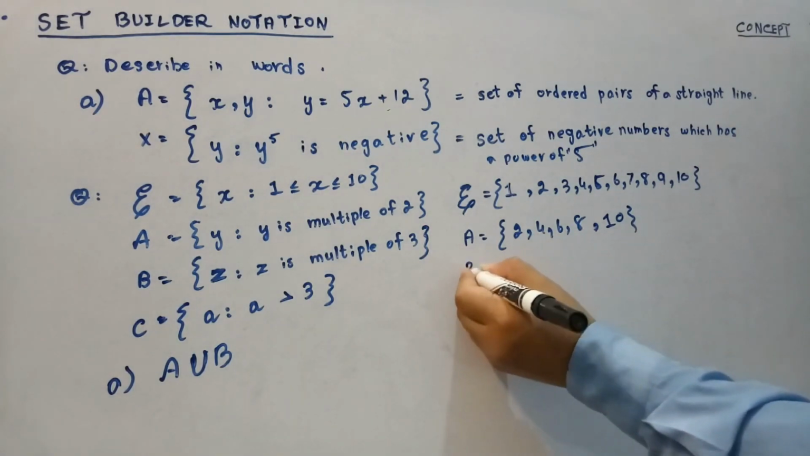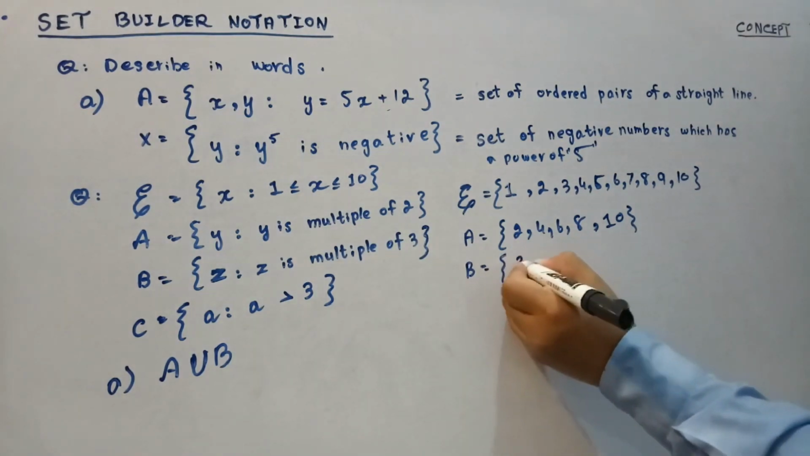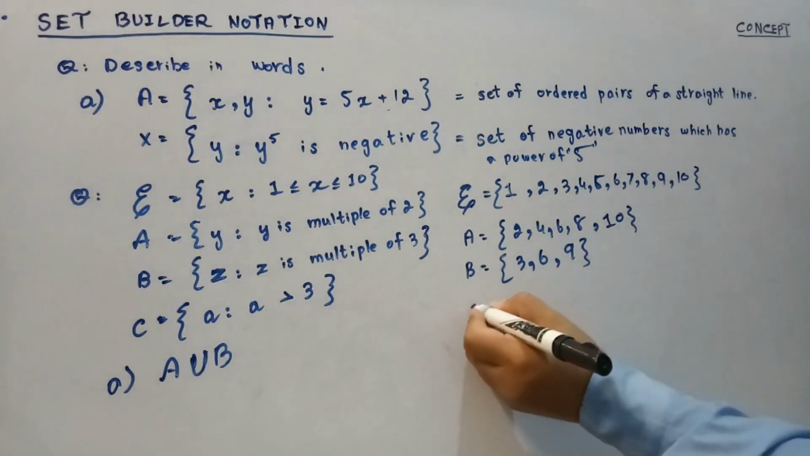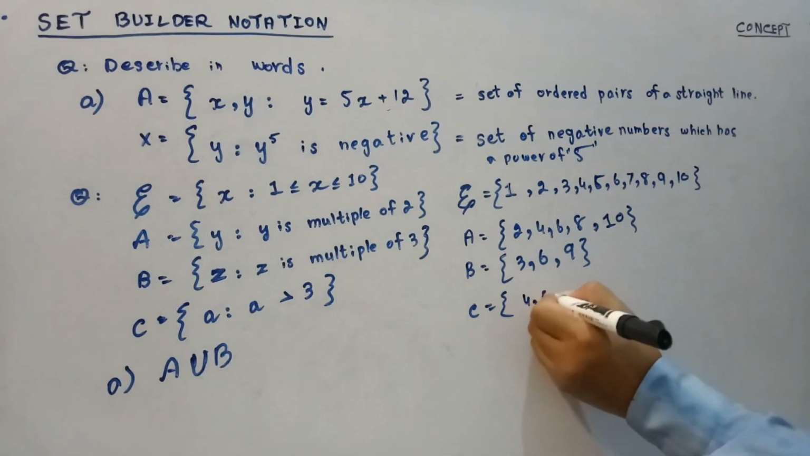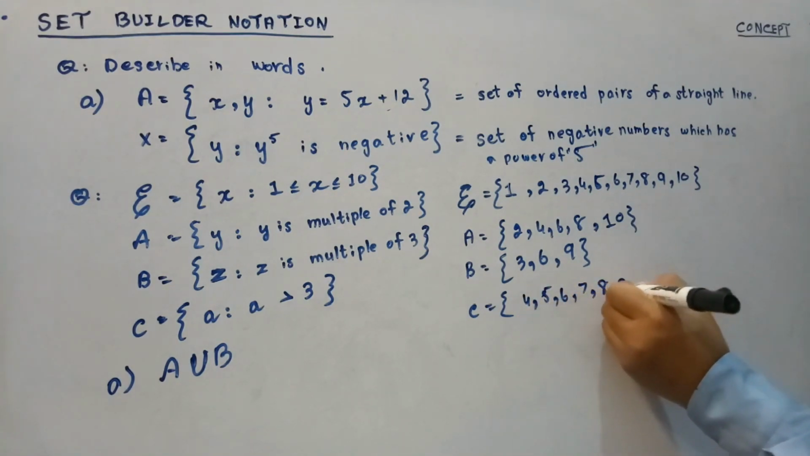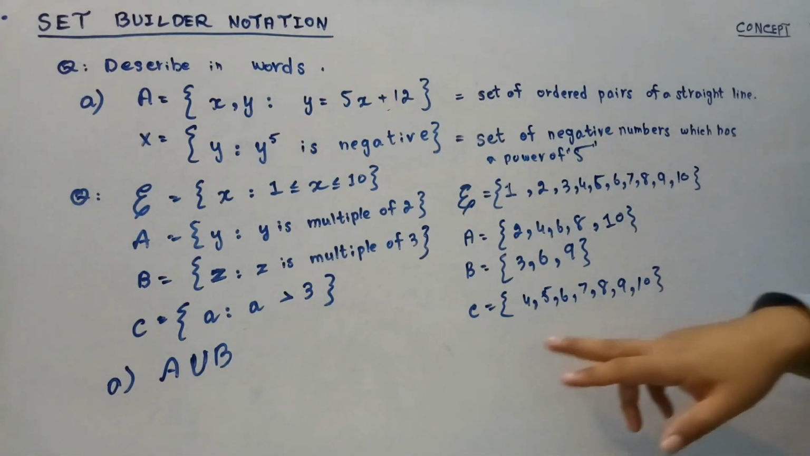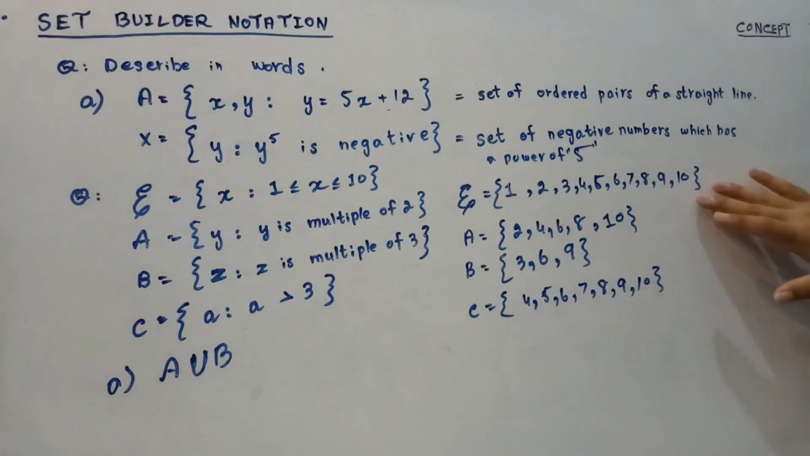Similarly, we have a set B, and in set B we have an element z such that it is a multiple of 3. It means 3, 6, 9. These are the multiples of 3 that lie in this universal set. Got it? Okay, clear. And now we have a set C, and in this we have an element a such that the element is greater than 3. It means 4, 5, 6, 7, 8, 9, 10. Similarly, we will not exceed the limit. We will use the universal set as a reference, and from this universal set I will make set C in which the element a is greater than 3. You can see 4 is greater than 3, and so on.